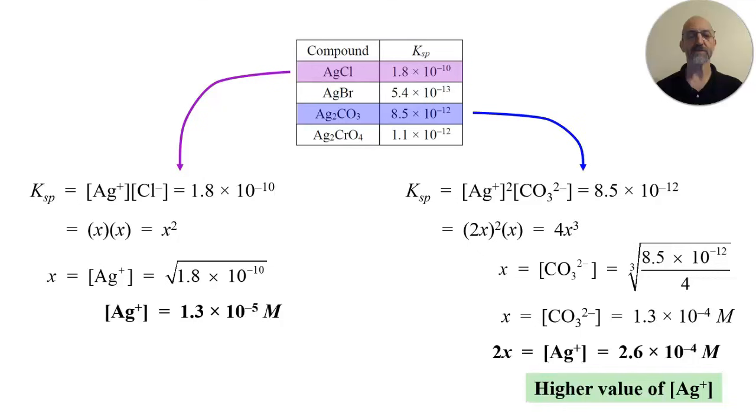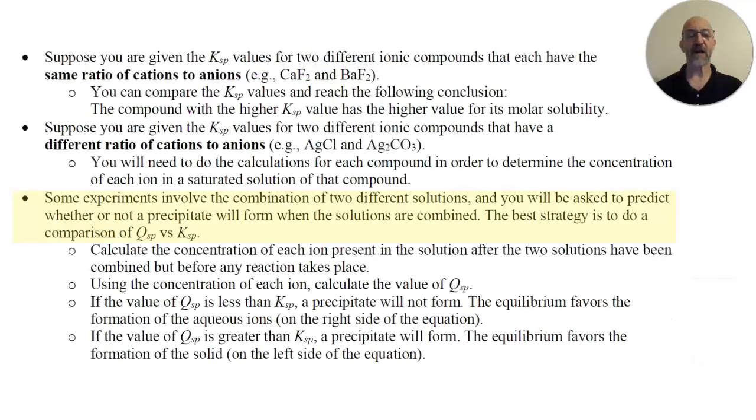My next piece of advice is that sometimes you have to predict whether or not a precipitate will form when solutions are combined. So we saw this in question 4 in this packet. So the best strategy is to do a comparison of QSP versus KSP as we saw earlier in this lesson. Calculate the concentration of each ion present in the solution after these 2 solutions have been combined, but before any reaction takes place. So that would get you Q.